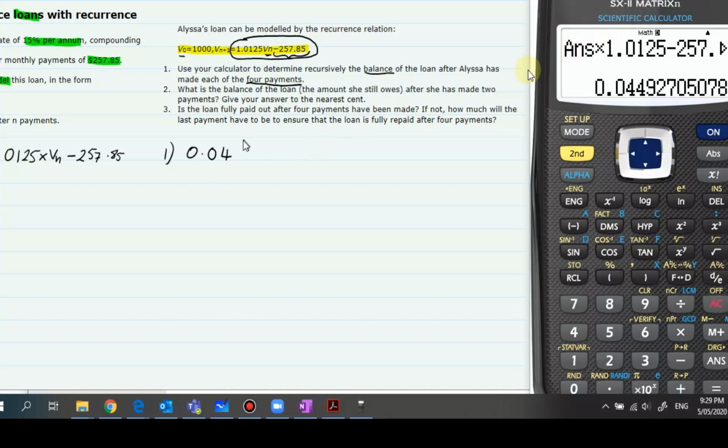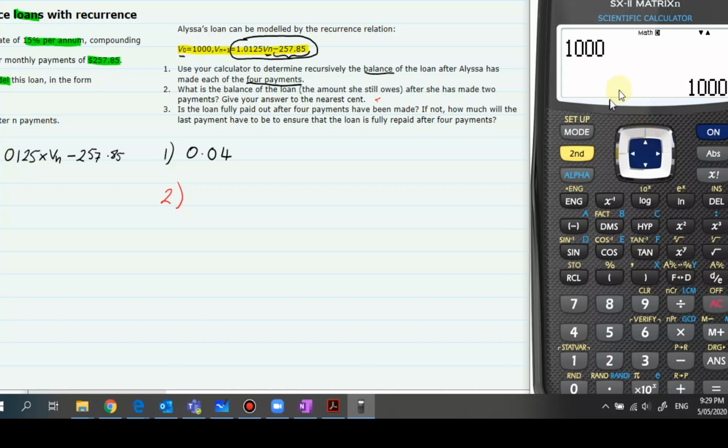Okay, next up we have: what balance of the loan, so the amount she still owes, that's what they talk about when they talk about balance. What is the balance of the loan after she's made 2 payments? Give your answer to the nearest cent. Now, we've already effectively done all the work already. On a CAS, big screen, you'll see all of your payments come up, or the balances as we go down.